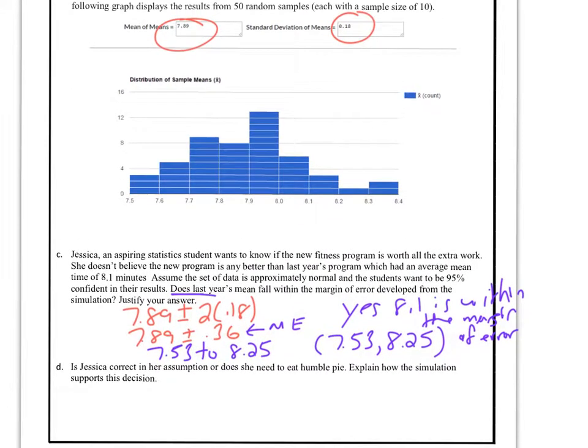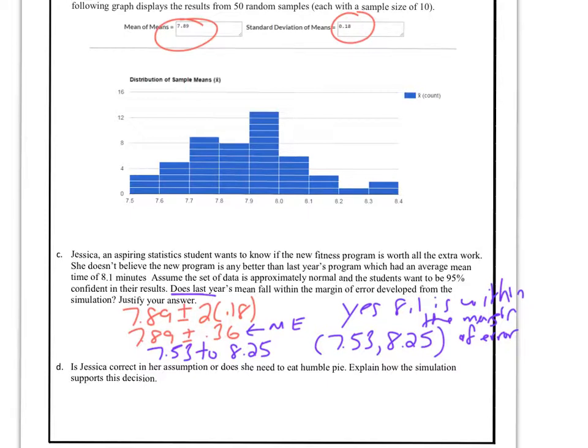sample was 7.89. And we want to know, is 8.1 a value that is really far from it, or is it a value that would occur due to random variations? So when we take a look at this simulation here, here is the 7.89 that we had. Okay, and we want to know, is 8.1 so far away that we can say it's really rare, or is it within the bounds that would occur due to random variations?